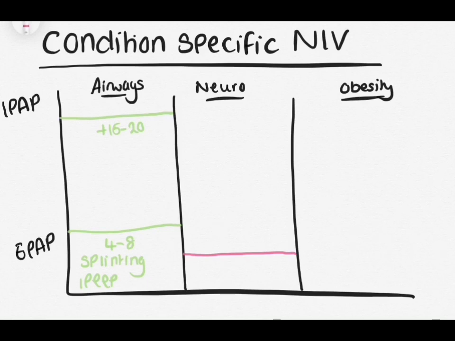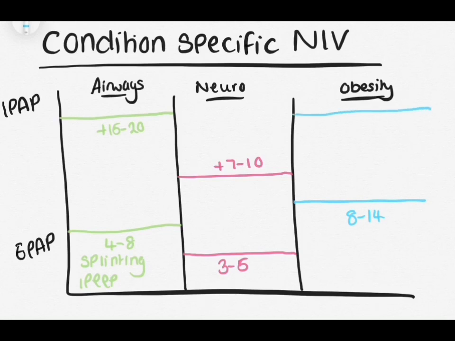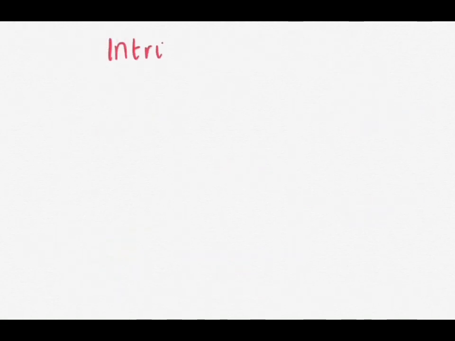Contrasting these patients are those with neuromuscular disease. These patients typically need a very low level of EPAP, again to overcome the dead space of the machine, and a very low amount of pressure support, as they typically have healthy lungs that expand under pressure. Our obese patients tend to have a much higher level of EPAP to overcome the upper airway resistance to maintain airway patency, and a higher level of IPAP to overcome the weight that sits on top of their chest as they breathe.